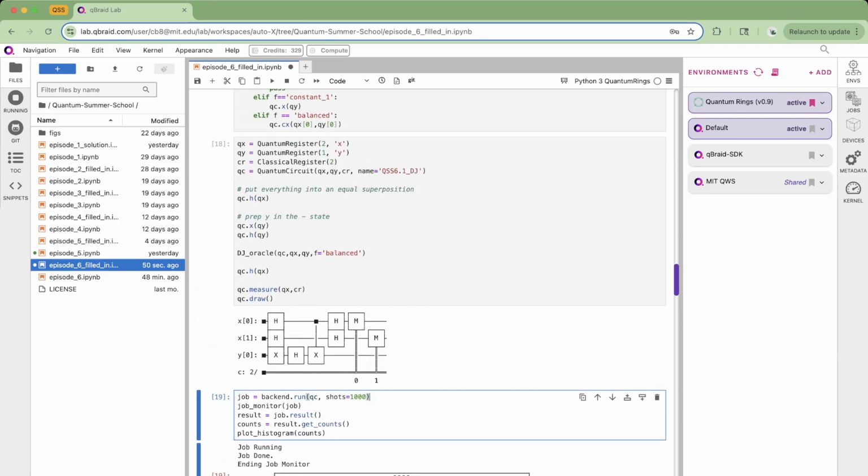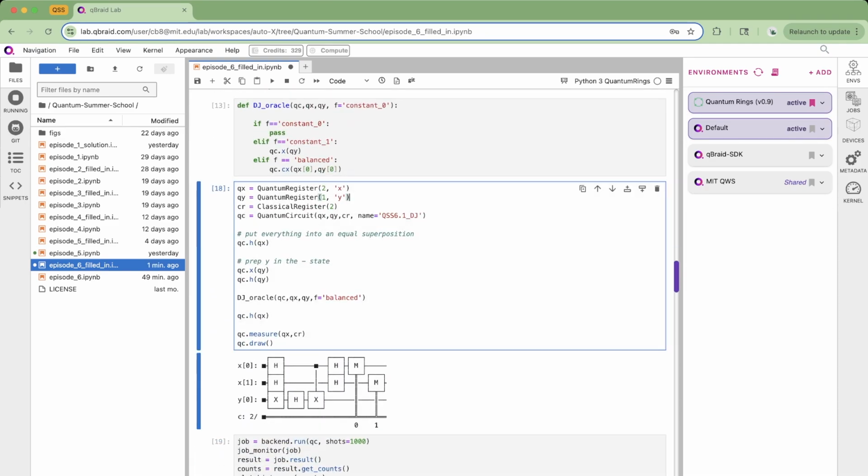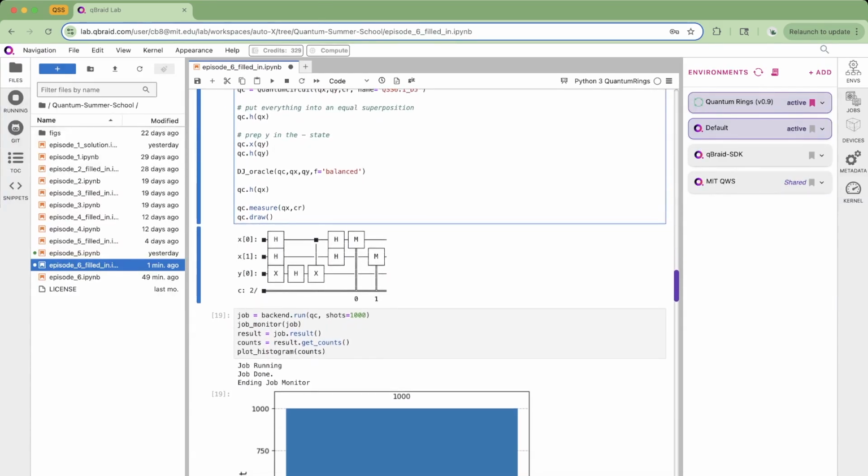So I would encourage you to play around with this. Especially, you can make the registers bigger, have more qubits, try and build up larger oracles that involve more qubits. And you can verify for yourself that this still holds true. Constant f, all 0 state. Balanced f, never the 0 state.